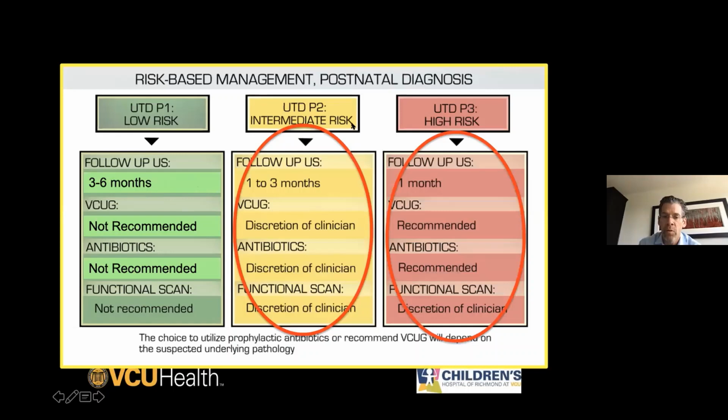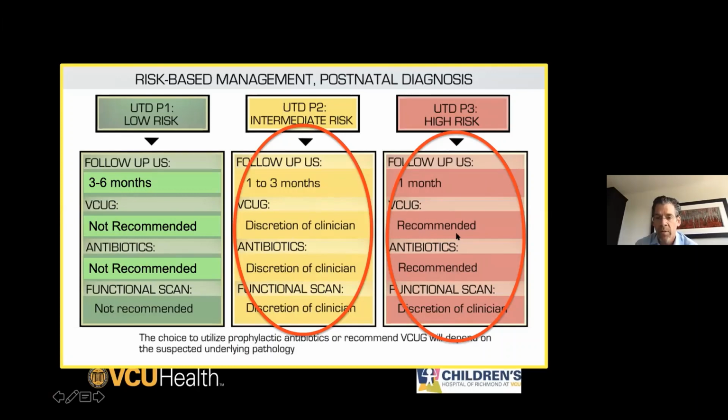For P2, we really don't have a consensus on this group. This is one we're actively looking at. We do have data, for instance, that I shared with respect to the lack of utility of prophylaxis for UTD, but the role with ureteral dilation is still up to debate. So at this point, it's physician discretion with respect to the use of prophylaxis or VCUG. And the timing is 1 to 3 months with ultrasound, mainly because this can progress.